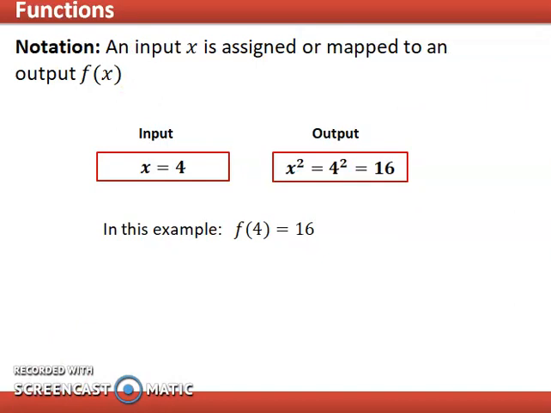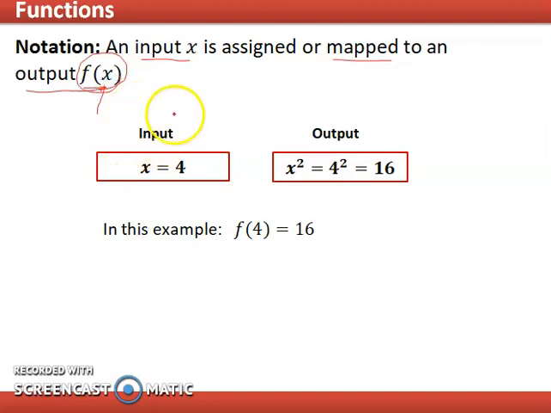Now, for our notation, an input x is assigned or mapped to an output. Of course, it really has to be mapped to a single output. So, for our notation, that is f of x. So, this f of x is the output when x is the input.